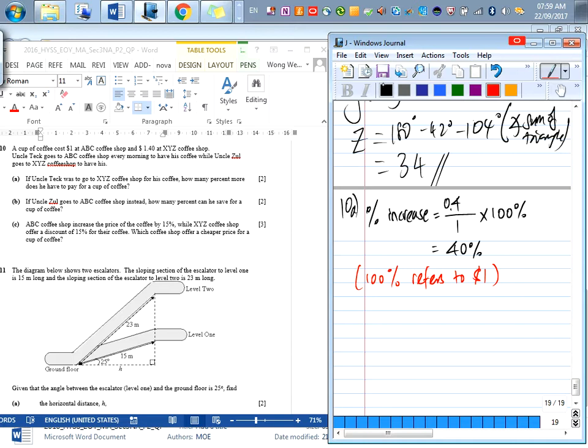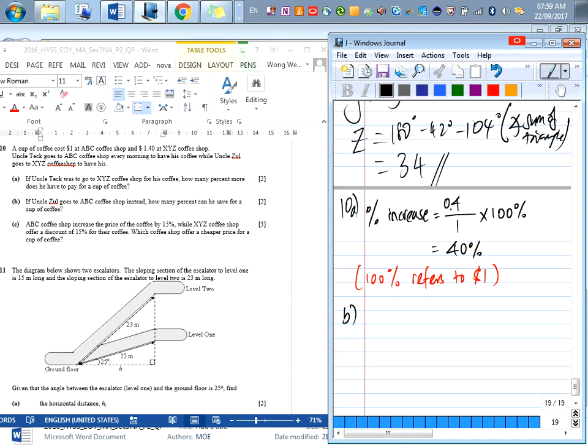Okay? Now part B. If Uncle Zhu goes to ABC instead, how many percent can he save for a cup of coffee? So ABC is actually the cheaper option, $1, whereas XYZ is $1.40. Now if in part A, Uncle goes to XYZ, he pays 40% more. Does that mean that if Uncle Zhu goes to the cheaper one, he saves 40%? Does it mean that way? I mean, logically it sounds like it, right? But you need to consider, what are we comparing to? Where is the 100% this time?